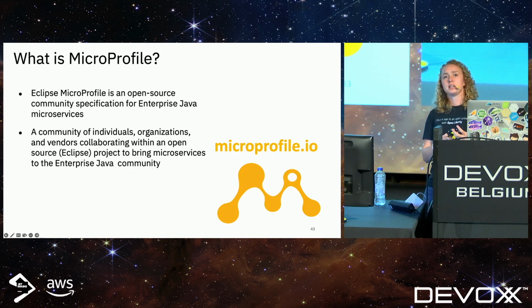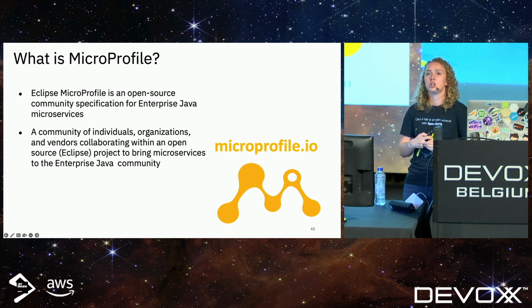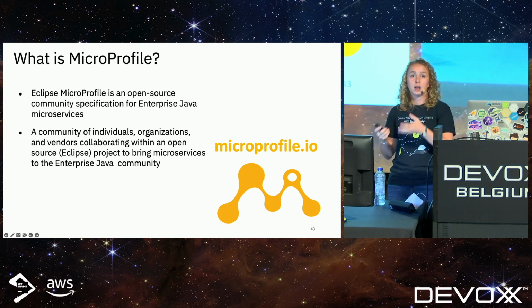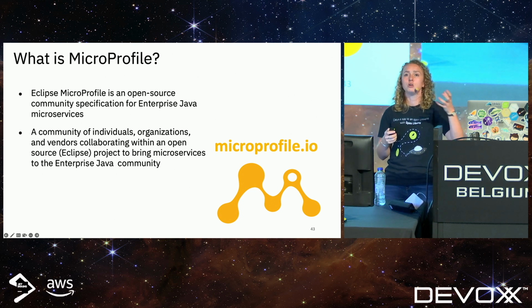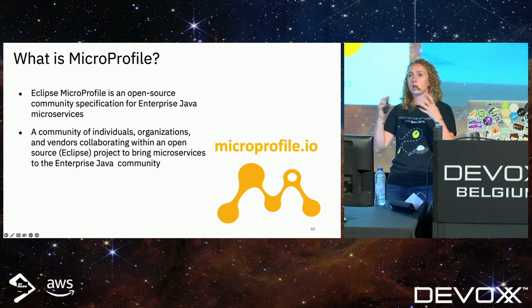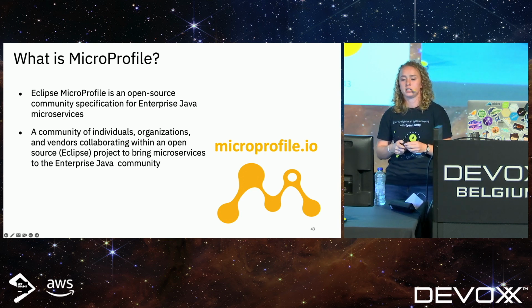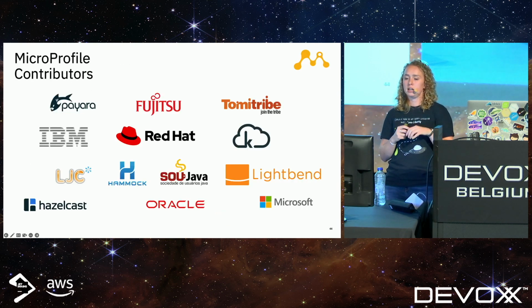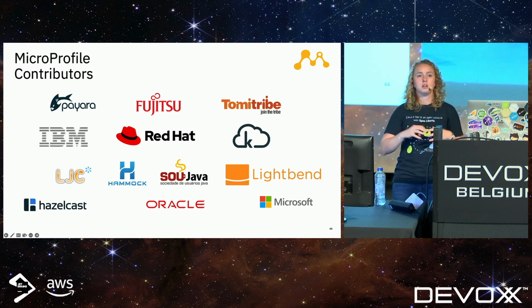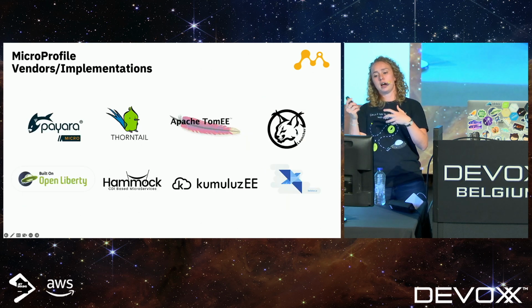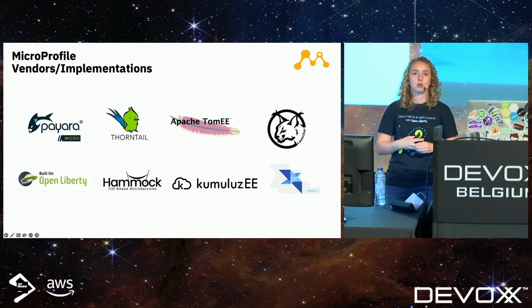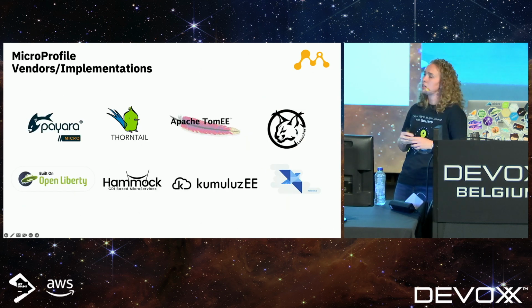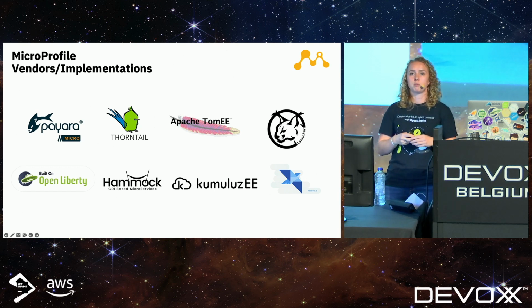But MicroProfile, as I said, is really an open source specification that is designed to help developers who are developing on Java EE or Jakarta EE, so enterprise Java, to build effective cloud native applications that utilize the microservice style architecture. And it is built by a wide variety of individuals and vendors, some of which are up here, and lots of these vendors help to produce some of the implementations that are available. This is not an exhaustive list, this is just some of the implementations of MicroProfile.